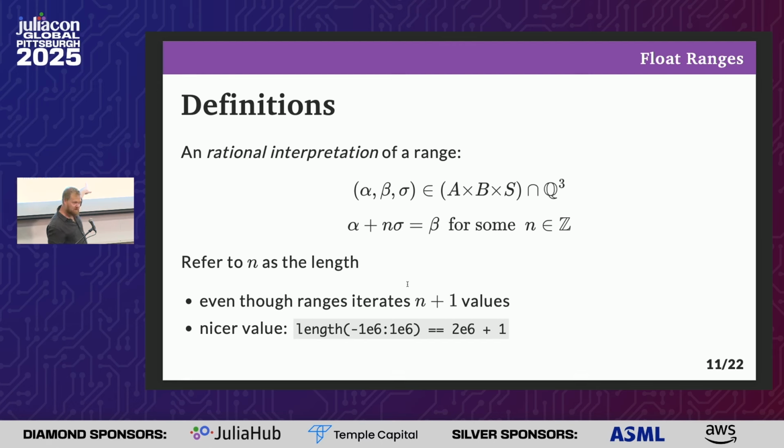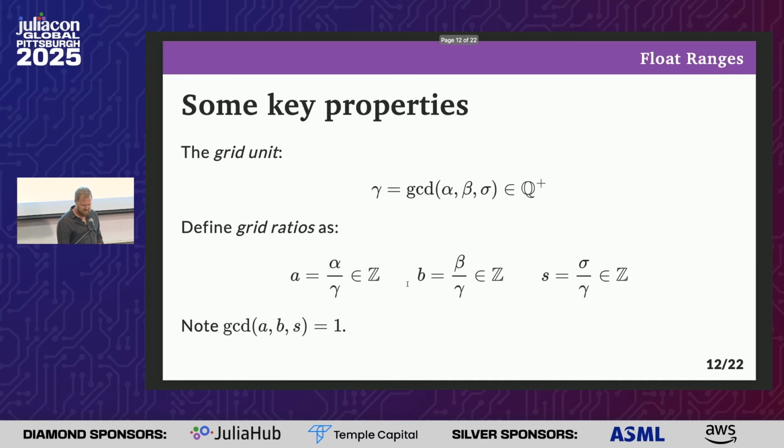For example, in this one, the actual length as a collection of values is 2e6 plus 1. You're like, no, I want 2e6. That's the thing I'm interested in. The grid unit: if you have a rational interpretation, you can take the GCD of those rationals. So it's the greatest common denominator, and the definition there is just that these ratios are integers. It's the biggest value such that those are still integers. And then those grid ratios always have a GCD of 1.